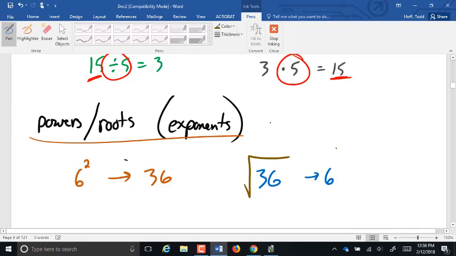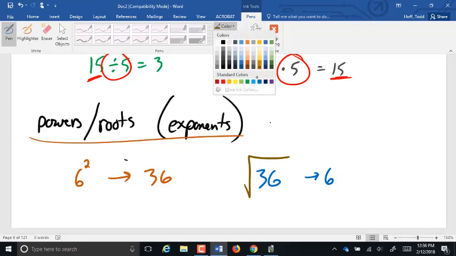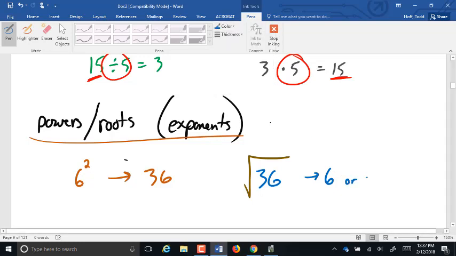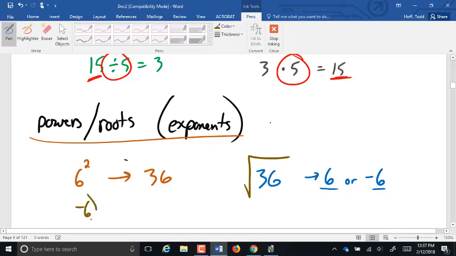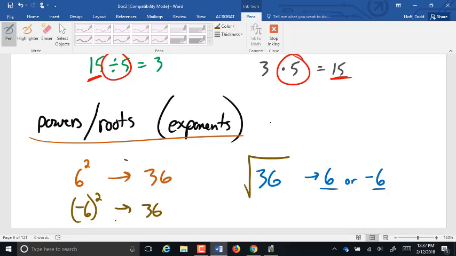Now, of course, there's an issue with that. That square root of 36 can be 6, or what's the other possible answer? -6. Because 6 squared and -6 squared both equal 36. So when we square root, there are 2 possible answers. Most of the time in the real world, we're looking for that positive result because most things in the real world are positive. Electronics is one of the few areas where that negative result is often relevant.